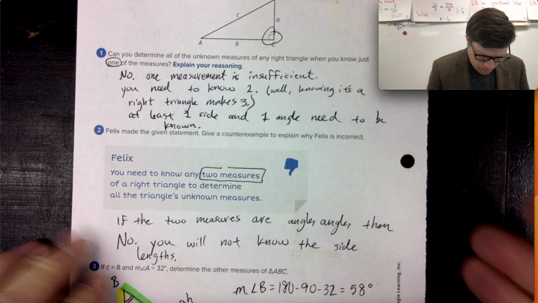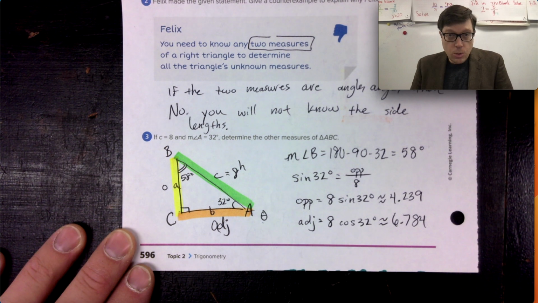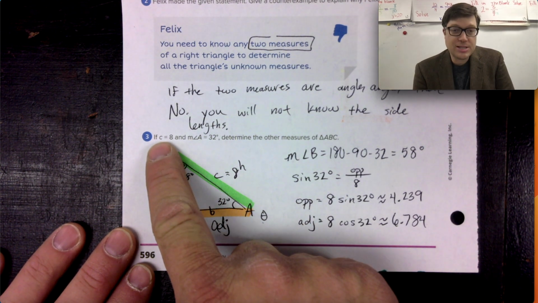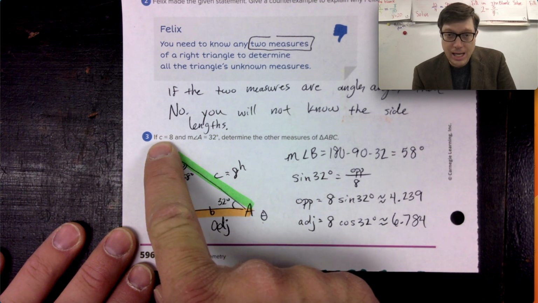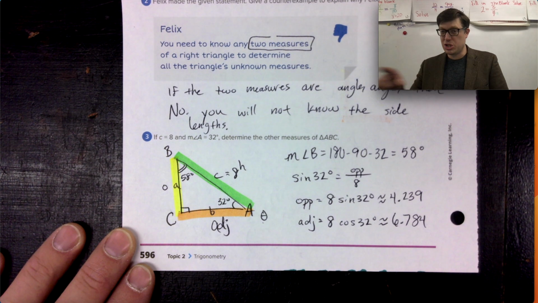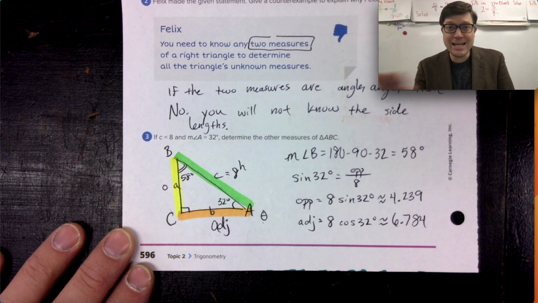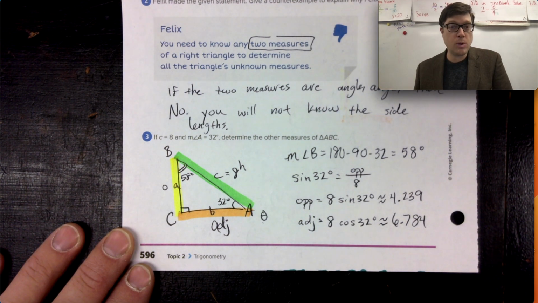So for example, if the side length C equals 8, and the measurement of angle A is 32, then determine the other measures of triangle ABC. Well, I didn't see a triangle on this page. You didn't either because you're staring at a blank piece of paper as well.